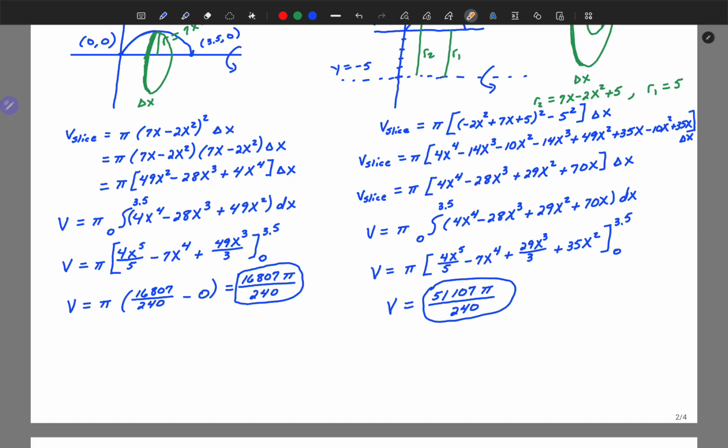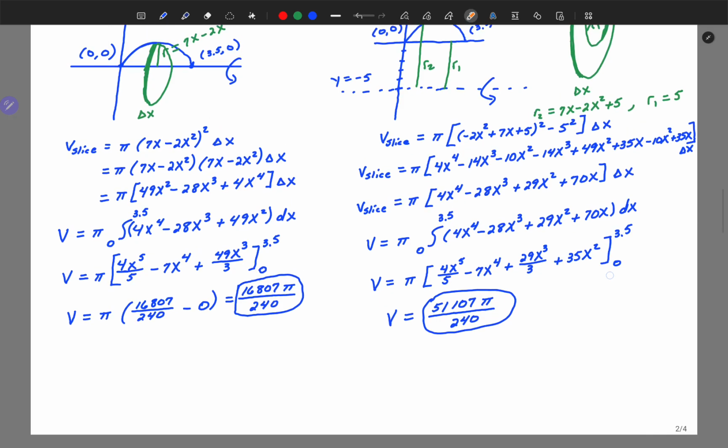And then when we evaluate, I just plugged this one into the calculator. So when I evaluate this function at 3.5, I got this fractional value. Of course, when we evaluate this function at 0, we're going to get a 0. So I said it's pi times the upper limit minus the lower limit, which just gives us pi times the upper limit. In this case, 16,807 pi over 240. It's a pretty cool answer there.